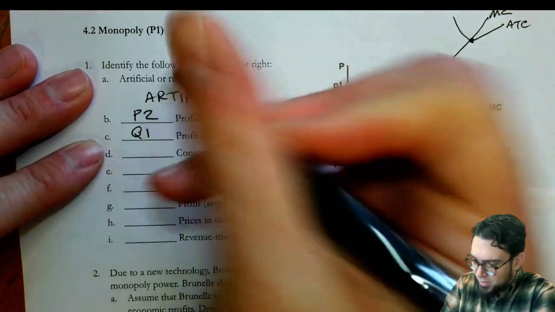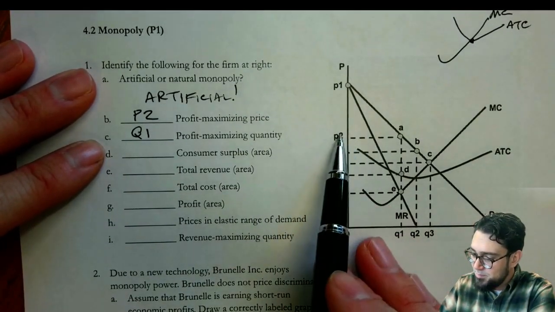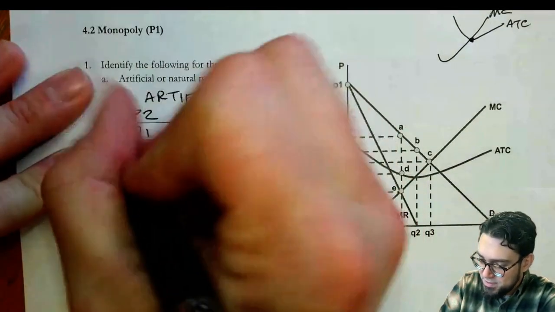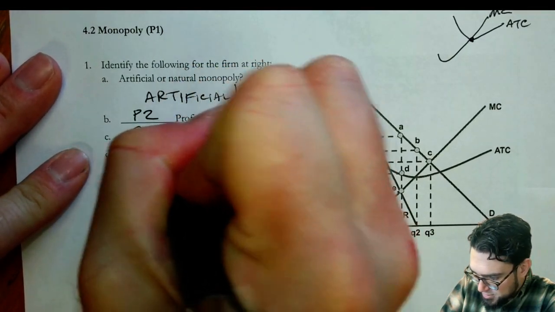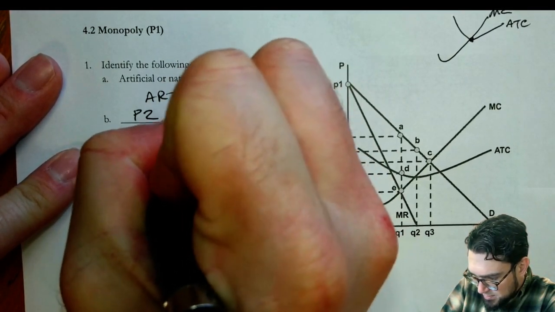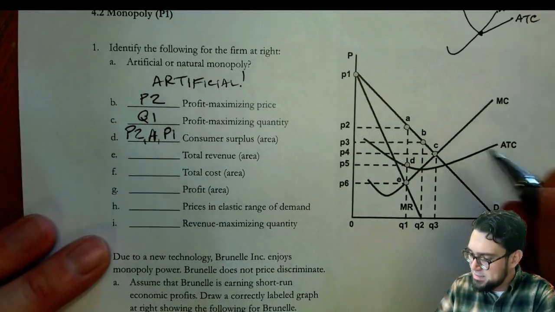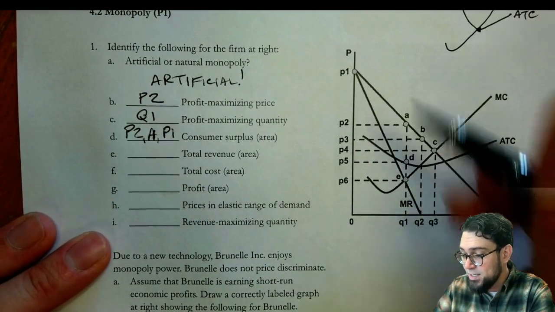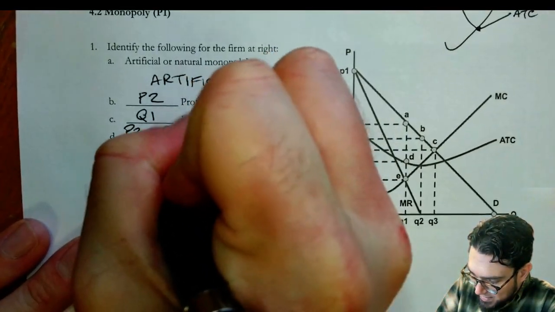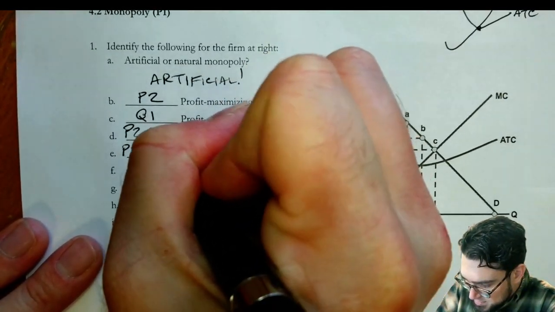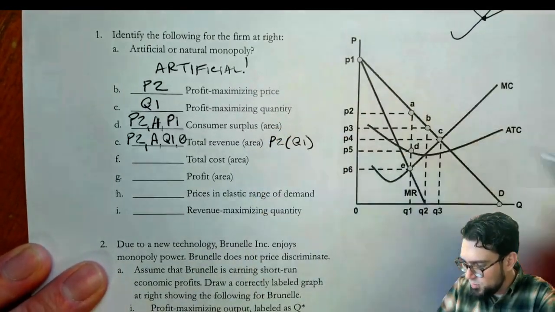So here, consumer surplus is the area above the price that's paid up to the demand curve. So above P2 over to A up to P1. So P2, A, P1. And I'm sorry that my pen seems to be dying on me. That's not good. Total revenue: well, that's the price times the quantity. And so we could say P2 times Q1. It's also useful to say P2, A, Q1, 0. But you could certainly have just said P2 times Q1.